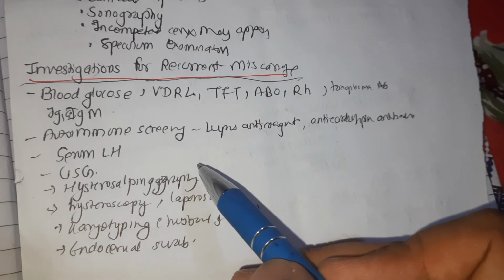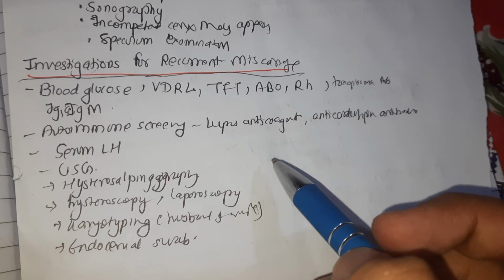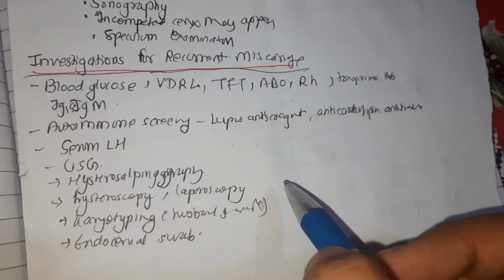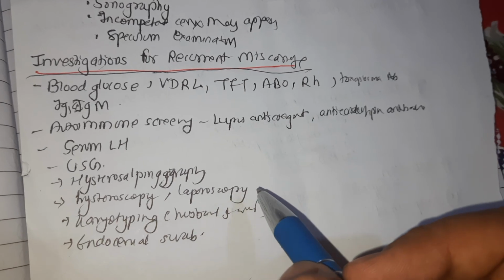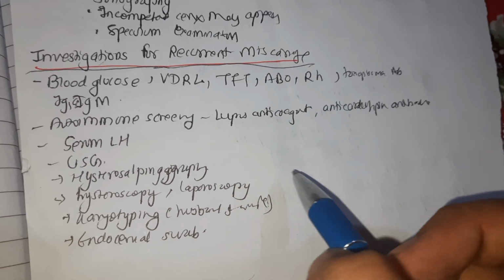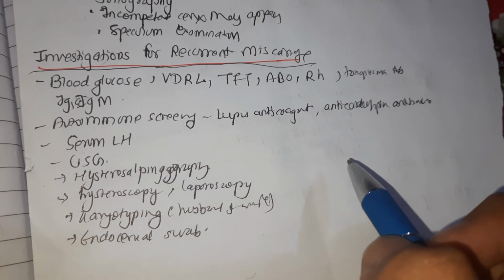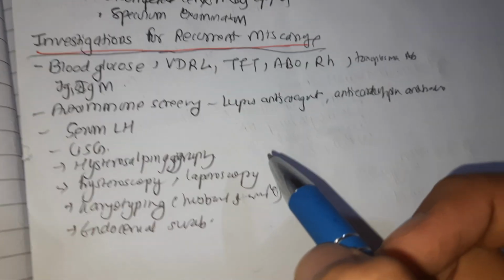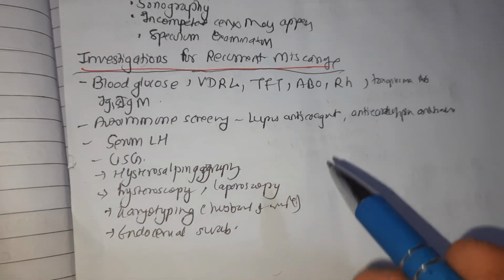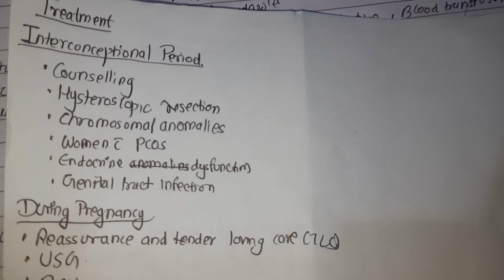antibodies, serum luteinizing hormone on D2, D3 of cycle, and ultrasonography to detect congenital malformation of uterus, polycystic ovaries and uterine fibroid. Hysterosalpingography in the secretory phase detects cervical incompetence, uterine synechiae and uterine malformation. This is supported by hysteroscopy and laparoscopy or MRI. Karyotyping of the husband and wife, and endocervical swab to detect chlamydia, mycoplasma and bacterial vaginosis are also done.